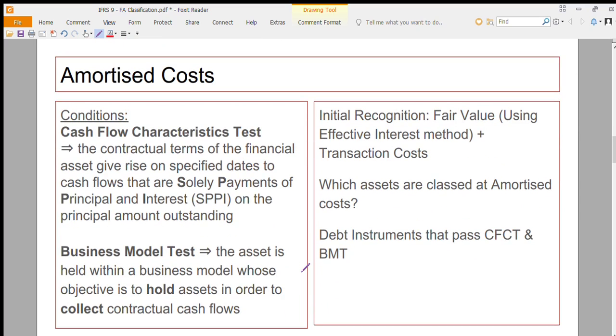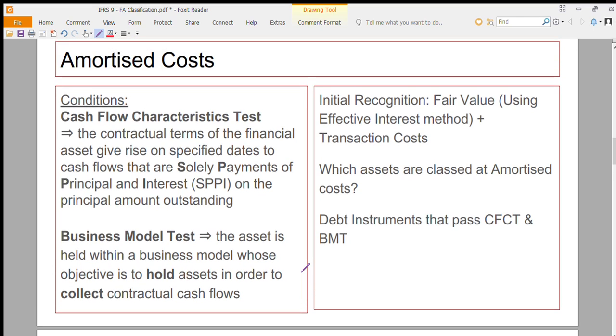First of the three categories is amortized cost. If an entity wants to classify a financial asset at amortized cost, it has to satisfy two conditions. The first condition is called the cash flow characteristics test. The second condition is called the business model test.